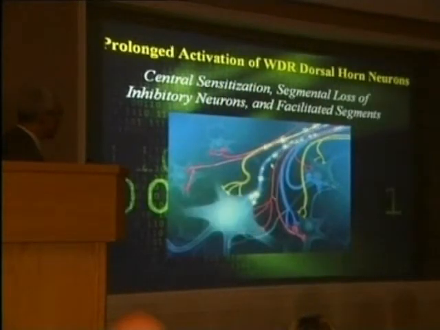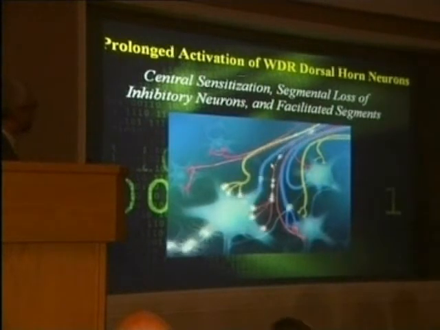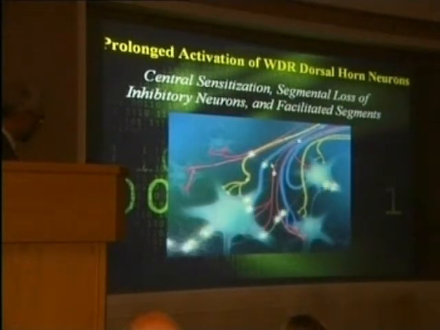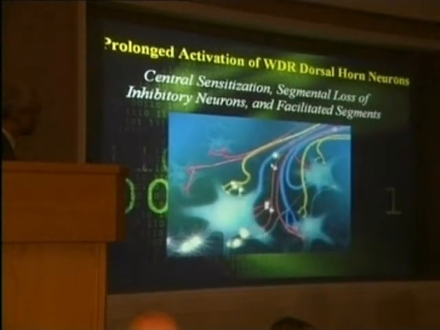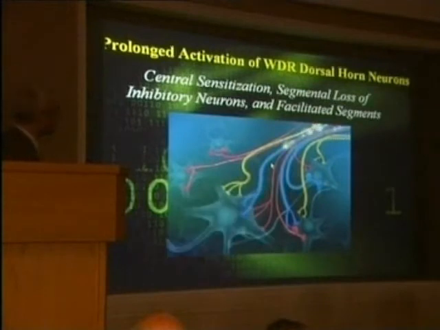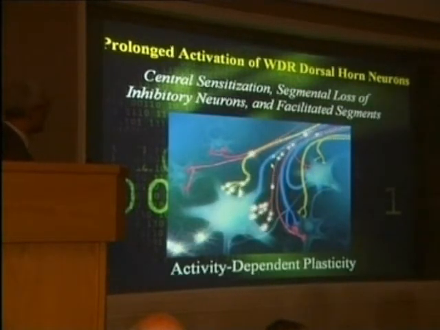But this is where I want to take you now into the dorsal horn, because now, if you have prolonged activation of these wide dynamic range neurons, you will lead to central sensitization. There are also inhibitory neurons, which we'll talk about later, that help to quell the sensitization, the activation that develops here. But you can also see segmental loss of inhibitory neurons, and we're going to be talking tomorrow in more detail about the facilitated segment and what can result.